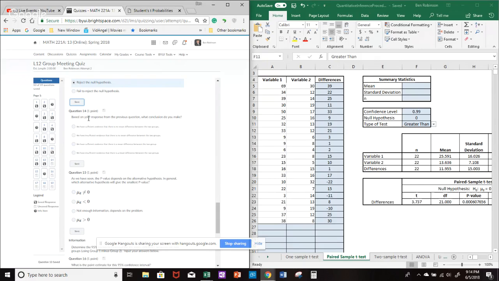I know that we have sufficient evidence that there is no mean difference. Okay, the mean didn't change. That's why I thought it was the first one, but I think I got it wrong. I think it's this one. We're rejecting the null hypothesis, which means that we're accepting the alternative.